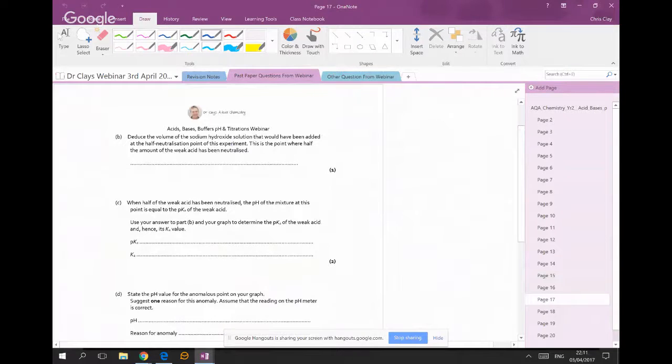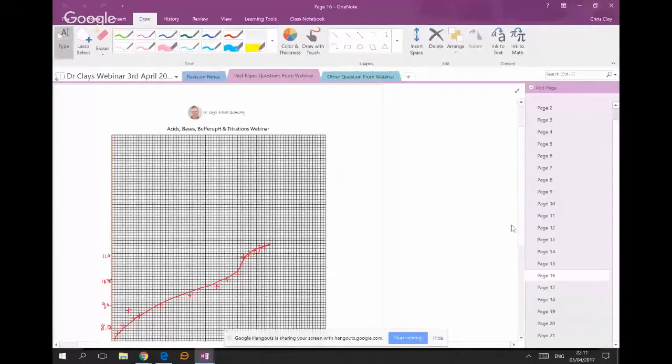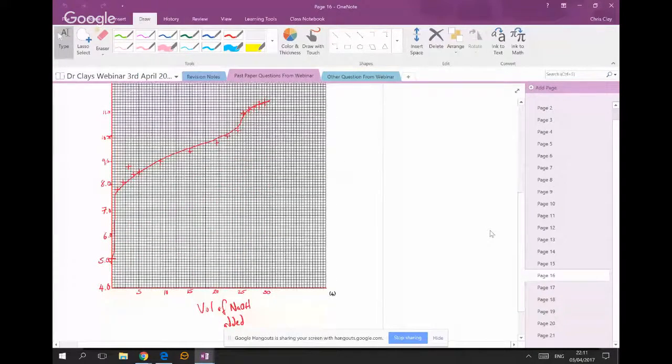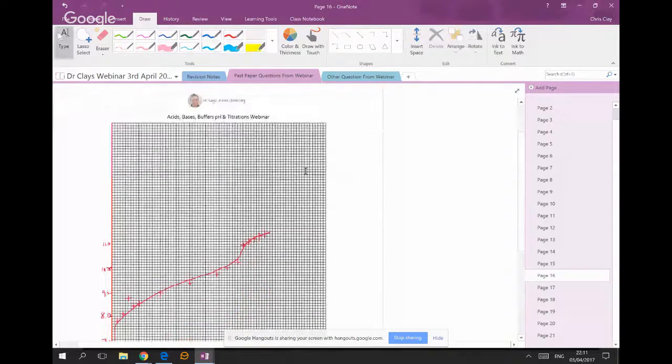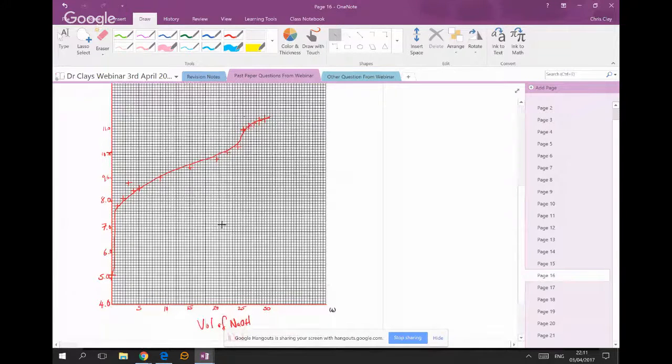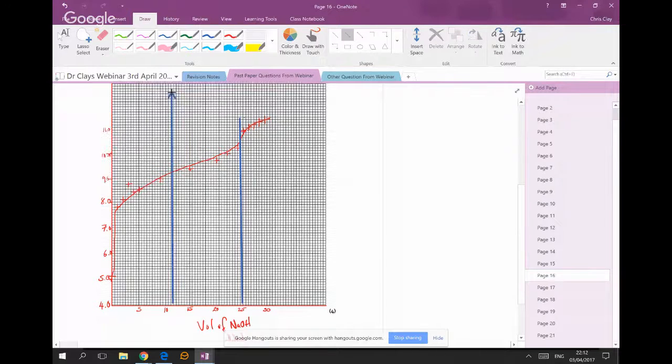Deduce the volume of sodium hydroxide solution that would have been added at the half neutralization point of this experiment. This is the point where half the amount of the weak acid has been neutralized. So here, again, back to our half neutralization question that we had before. Well, here's our full neutralization. I'm going to just plot that again, just because it finishes off. Our full neutralization is probably about there. It should have been drawn with a straight line, sorry. Full neutralization is probably around about 25. So half neutralization then is going to be about 12 and a half in this instance.